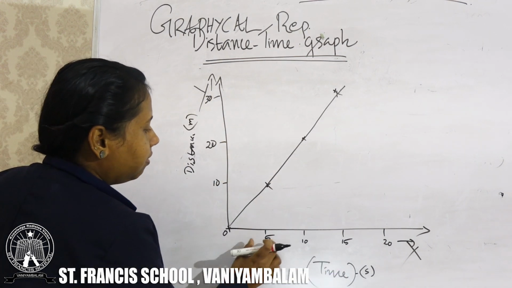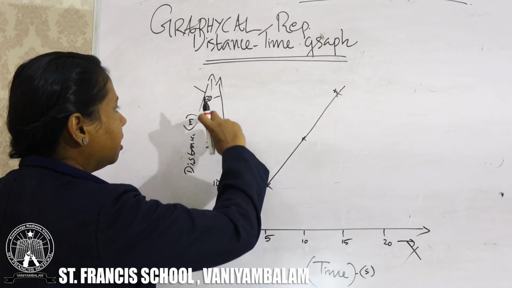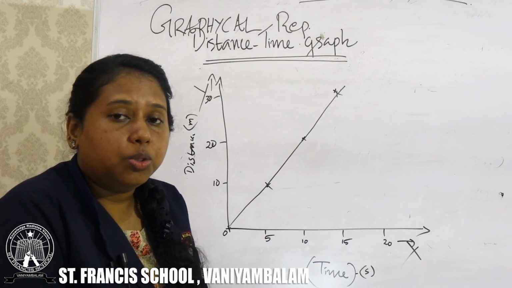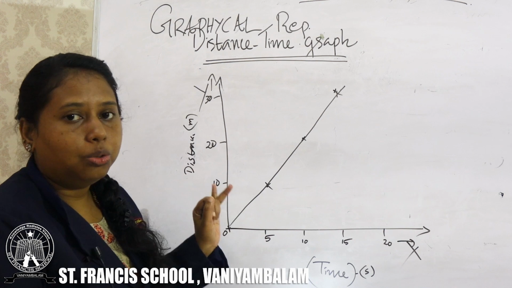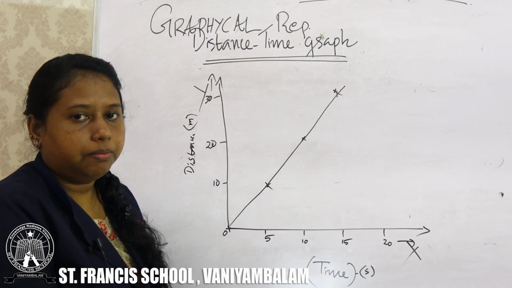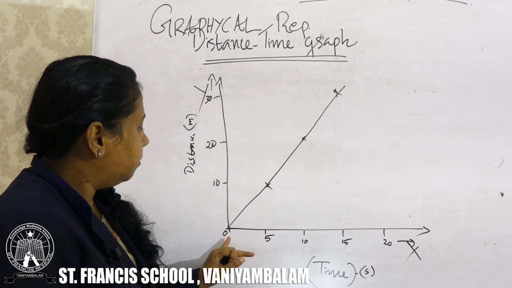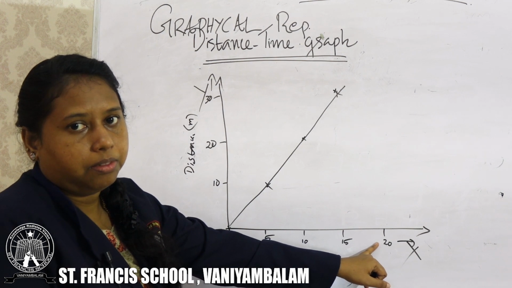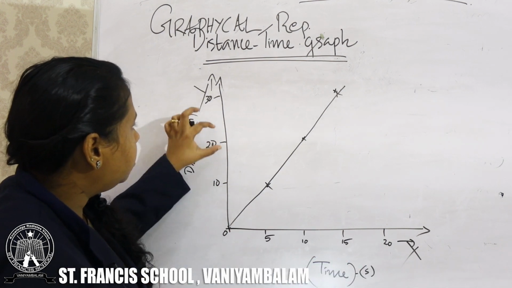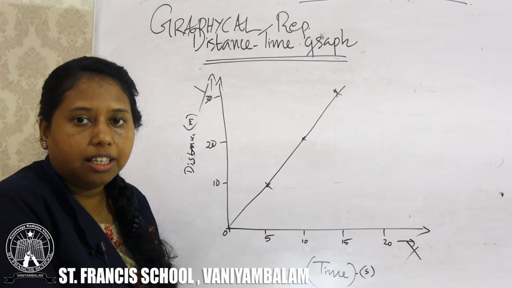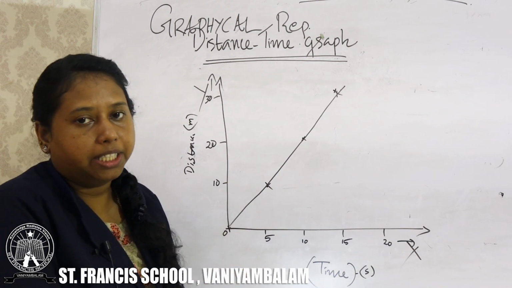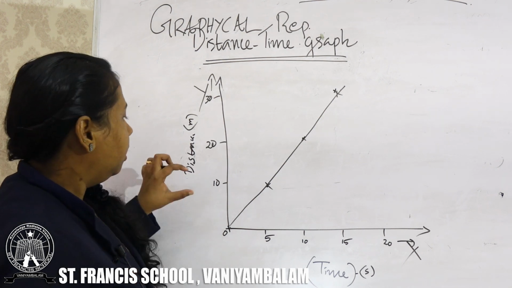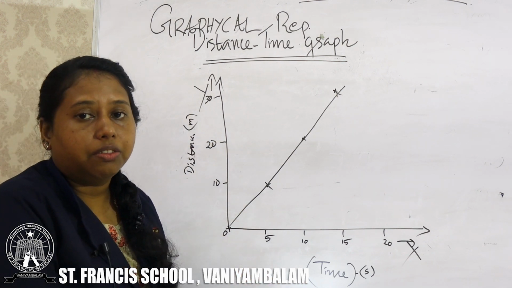Here the intervals are 5 and here 10. It means it is uniform speed. The object is moving in uniform speed. In a 5 seconds interval of time it covers 10 meters. Then we can say that it is uniform speed: equal distance in equal interval of time.